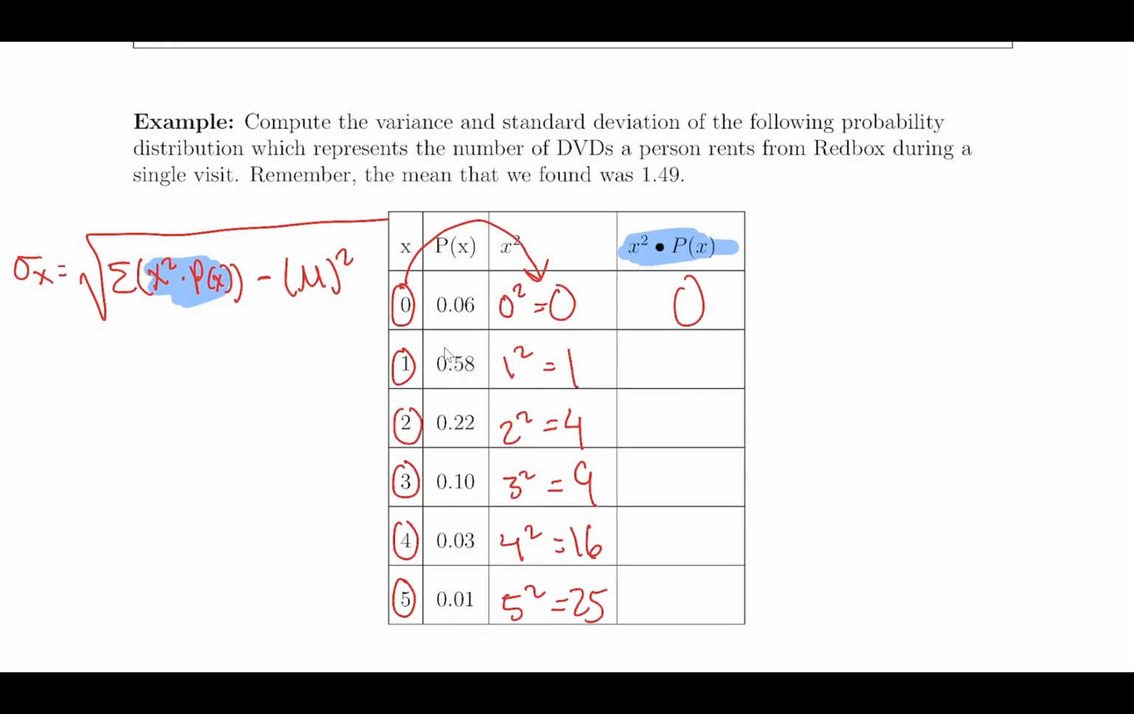Oh, sorry. I picked the wrong one. We're going to get these two and just multiply them times each other. So first one we're going to do 0.06 times 0. You get 0. Now we're going to multiply these two together and you get 0.58. Now we're going to multiply these two numbers together and you get 0.88. All right, so far, any question on how I got any of those three values?